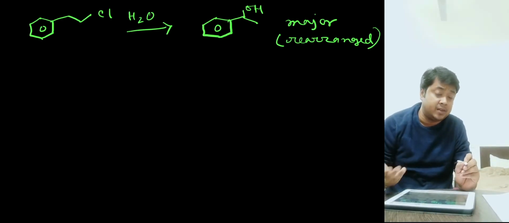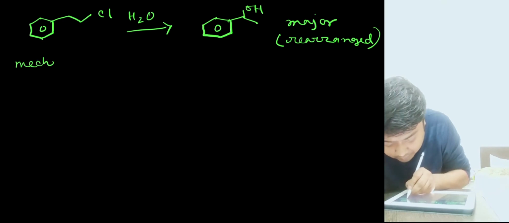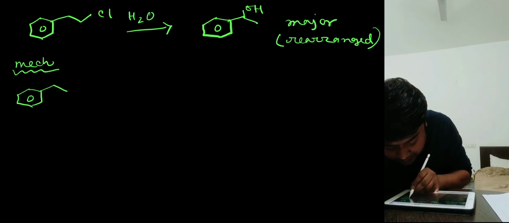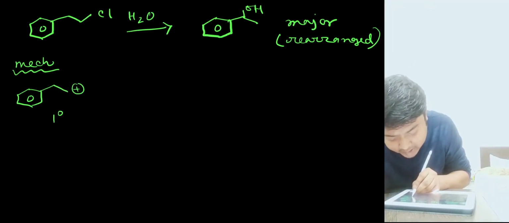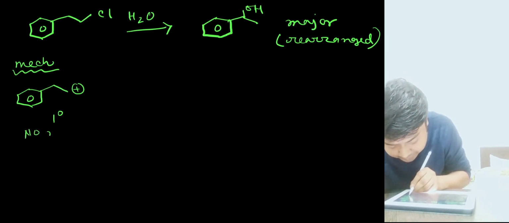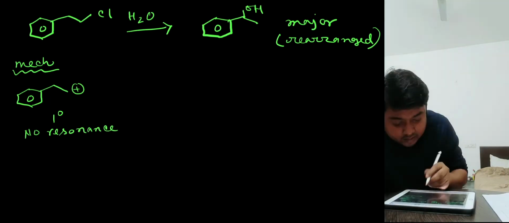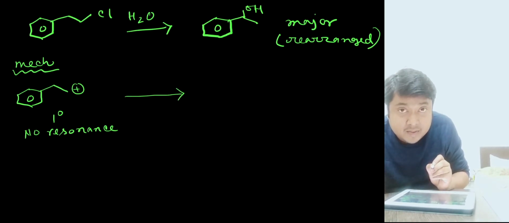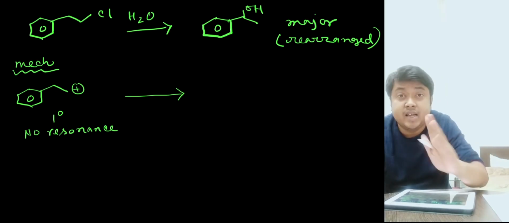Why rearrangement is taking place? Let us check. In the first step, this carbocation will be formed, and this is 1-degree carbocation, and in this carbocation there is no resonance. Now, is there any possibility to form a more stable carbocation? Please tell me. Is there any possibility? Yes, there is possibility.